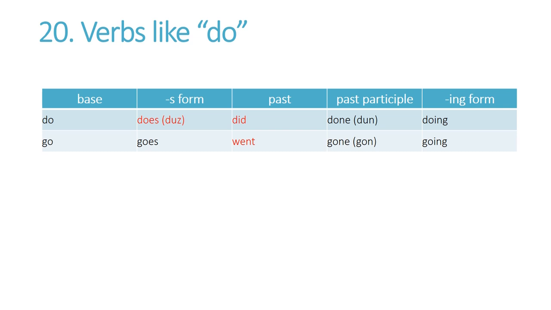Now, in the past participle, the spelling of the ending is the same, but the pronunciation is different. O-N-E with do is pronounced done. O-N-E with go is pronounced gone. And then the ing forms are the same in the spelling, but different in the pronunciation, doing and going.